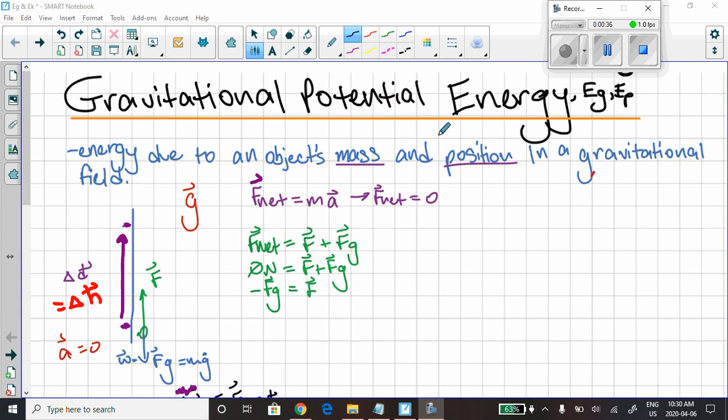And one of those energies is called gravitational potential energy. Its symbol is Eg or EP, depending on the textbook. What is this energy? Well, it's the energy due to an object's mass and its position in a gravitational field. And I think you've all experienced this in your lives.